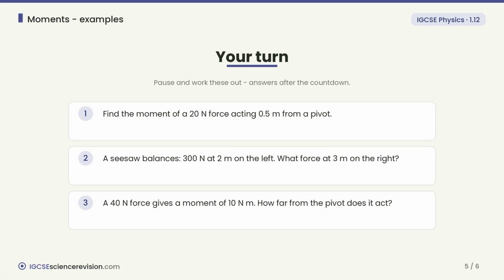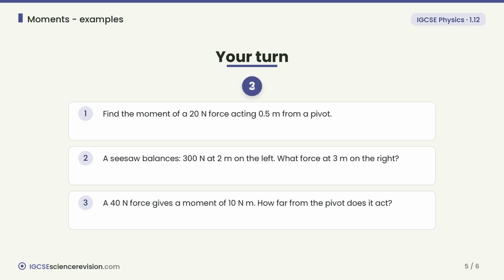Now it's your turn. Try these practice questions. Question 1. Find the moment of a 20N force, acting 0.5 metres from a pivot. Question 2. A seesaw balances. 300N at 2 metres on the left. What force at 3m on the right? Question 3. A 40N force gives a moment of 10N m. How far from the pivot does it act? Pause the video, work them out on paper, then play on to check your answers.